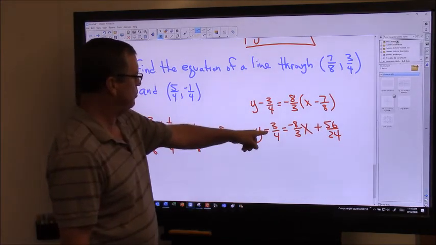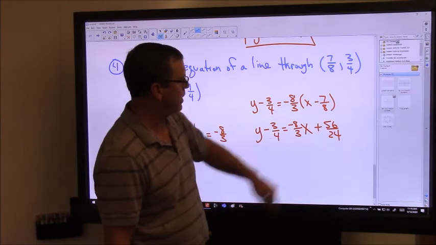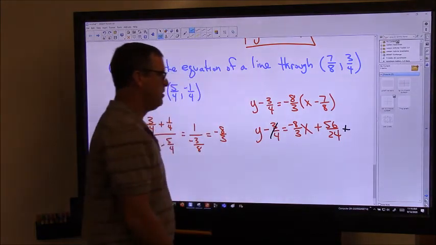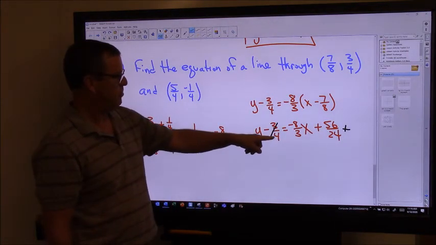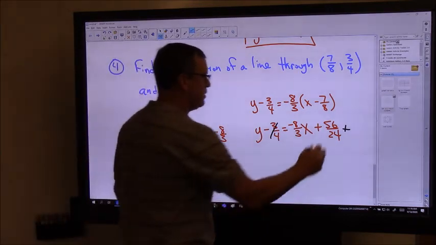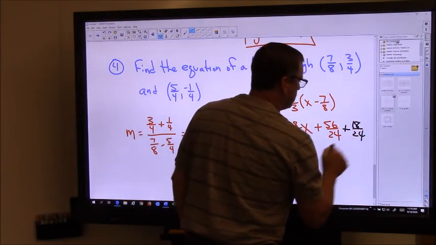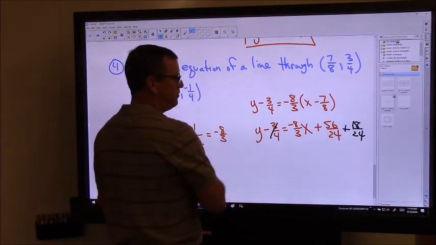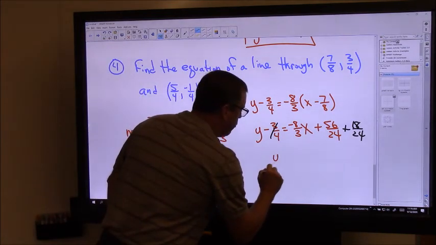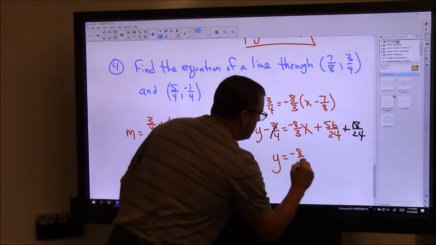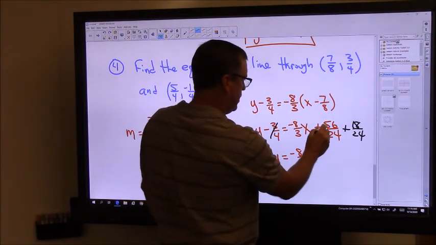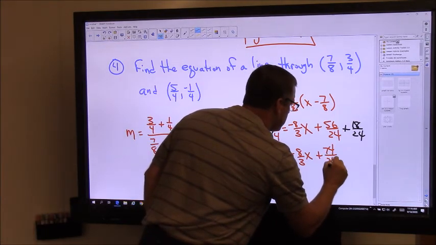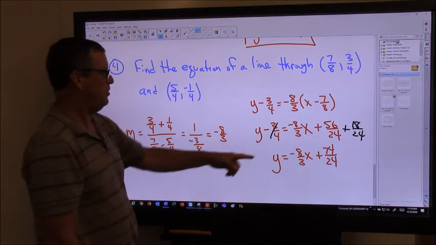And so now I just need to move this negative 3/4 to the other side and do the opposite. So I'm going to say let's add, and I'm going to go ahead and get a common denominator right now. Multiply 4 by 6, so I'm going to multiply the top by 6, that's 18/24. Right? So when I move this to the other side and do the opposite, that fraction is equivalent to this one right here. And so now I've got y equals a negative 8/3 x, and I've got 74/24. So that can be reduced, right?